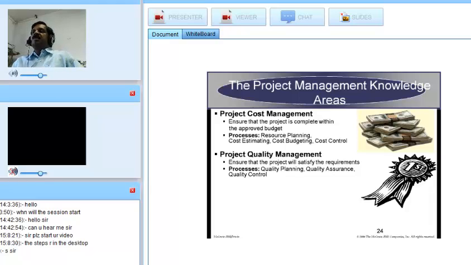What are the processes involved here? The sub-processes start with resource planning. You may have to have proper resource planning: how many resources are required on a day-to-day basis? What are their costs? How is the budgeting done, cost control done, and how is the cost monitored and controlled? So these are all parts of the cost management knowledge area.